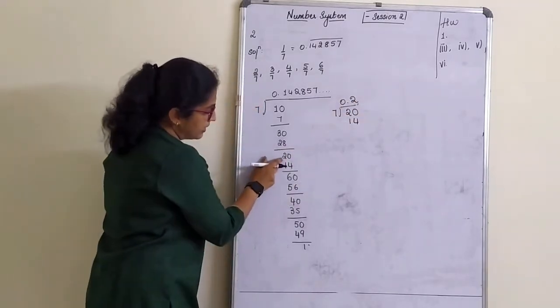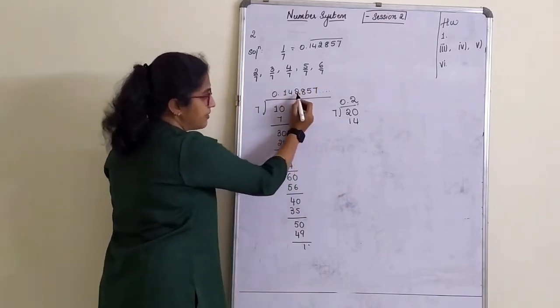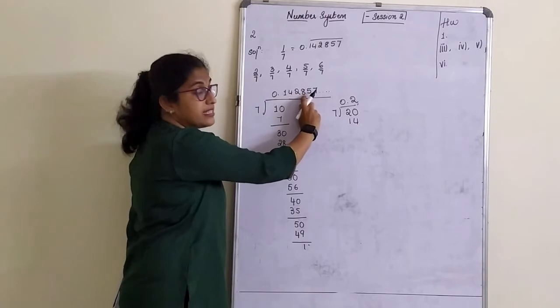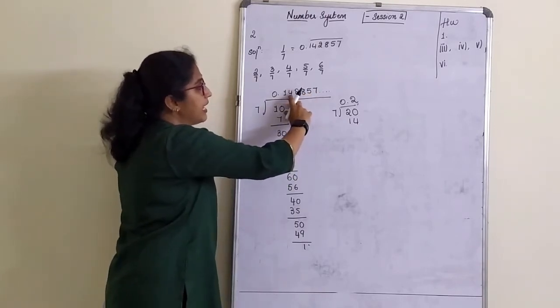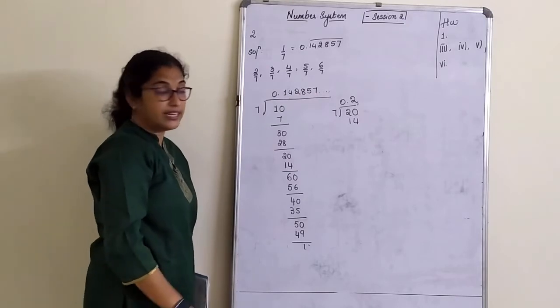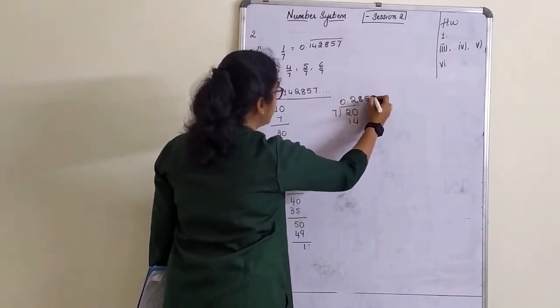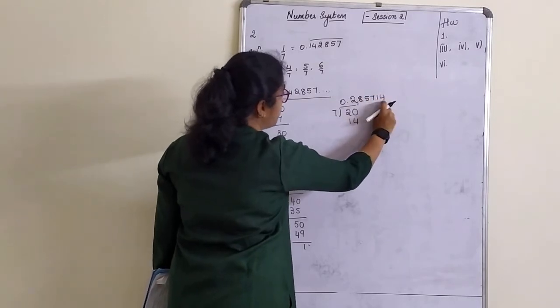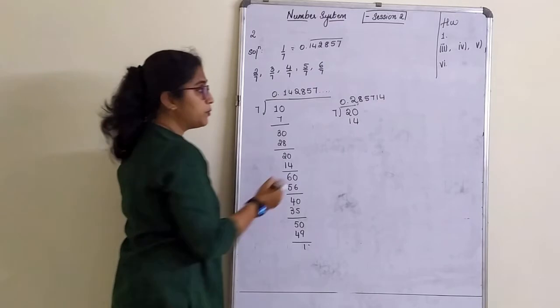From where am I starting? 7 twos are 14. From here I am starting. After 7 twos are 14, then 7 eights are, 7 fives are, 7 sevens are, 7 ones are, and 7 fours are. Right? What will be the answer? 8, 5, 7, 1, 4. Because after this, again 2 will repeat. Are you getting my point?